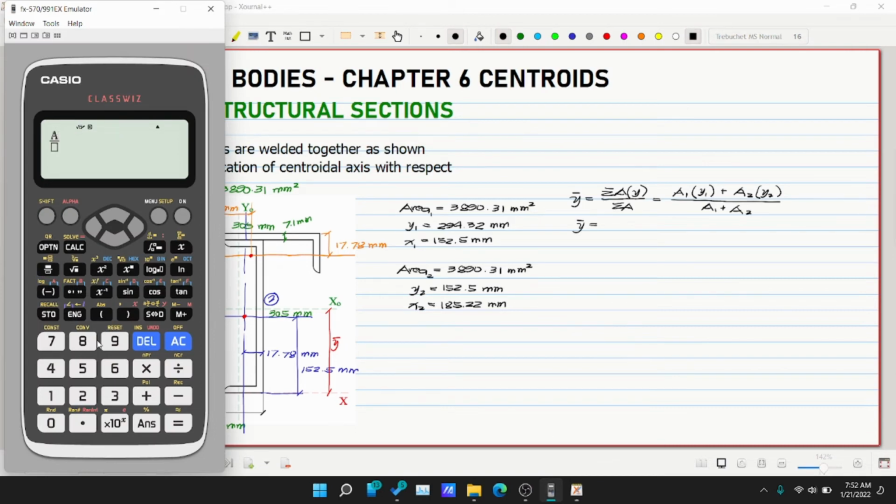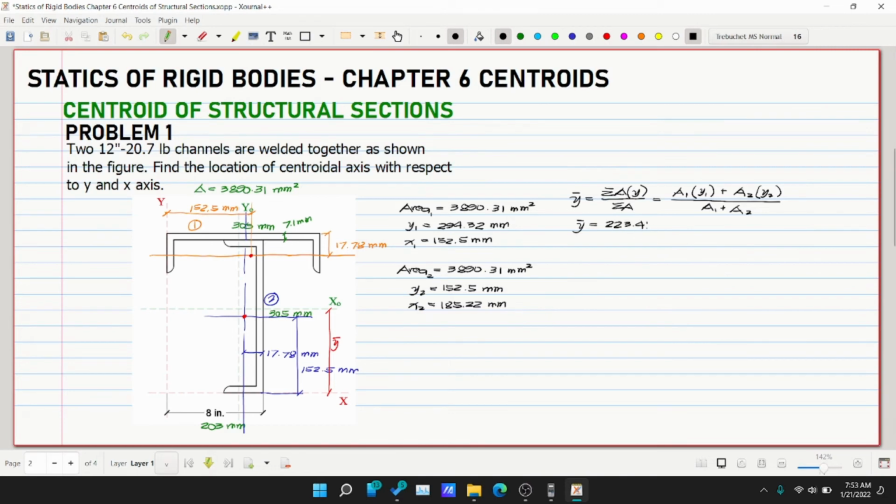So, alpha A for area 1, multiplied by y bar 1, 294.32, plus alpha A na lang din. Bakit? Kasi parehas lang naman silang 3890.31. Then multiplied by y bar 2, that is 152.5. Then alpha A multiplied by 2 na lang, kasi parehas lang naman sila. So, times 2 lang yan. Then, pipindutin natin yung calc function. Ano daw ang value ng alpha A? That is 3890.31. So, 223.41 millimeters. Yan daw ang location ng ating y-bar.